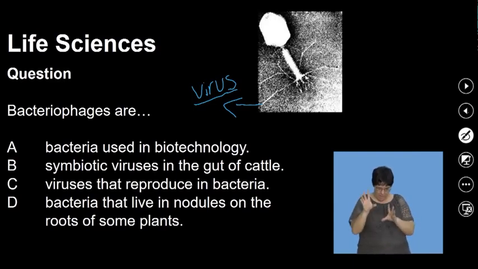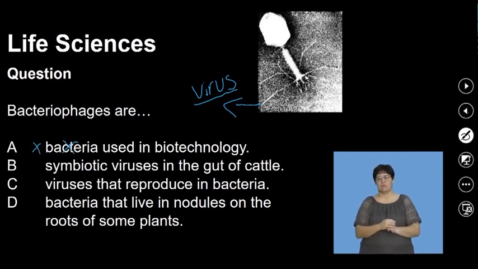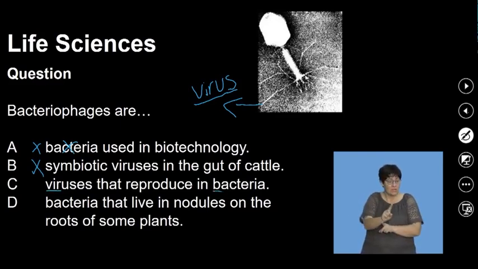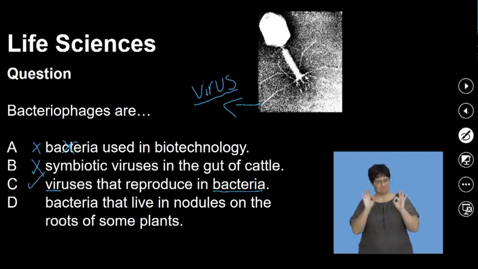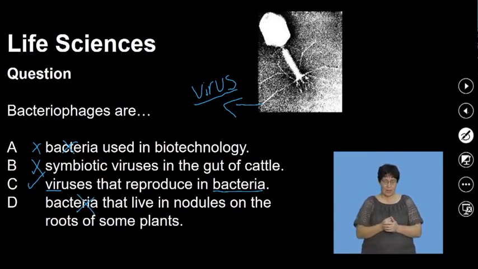Let me have a look here. Bacteria used in biotechnology: it's not bacteria, so that word alone, we stop it. Symbiotic viruses in the gut? No. Symbiotic means a relationship, and viruses are not good at all. Viruses that reproduce in bacteria: I've got the virus, I've got the bacteria, that sounds like it could be correct. But I'm still going to quickly check the bottom one. Bacteria that live in nodules. As soon as I see the word bacteria, I know I should read the rest of the sentence, but I've said to myself it's a virus, so it can't be. So my answer is going to be C.